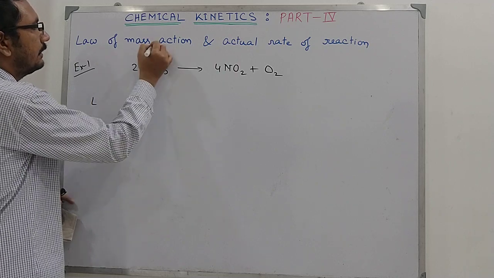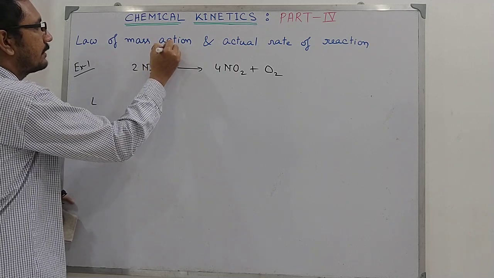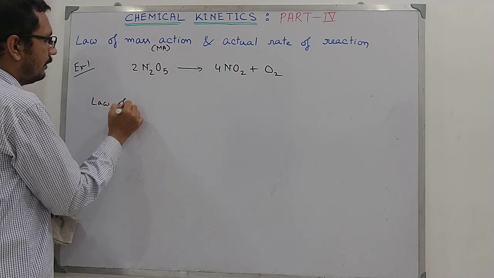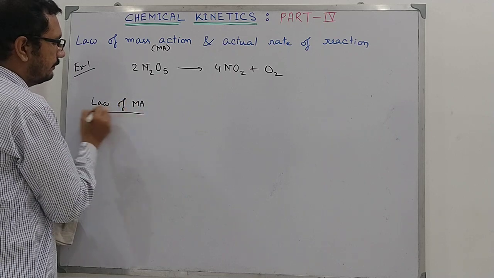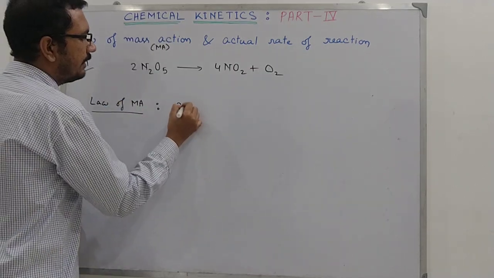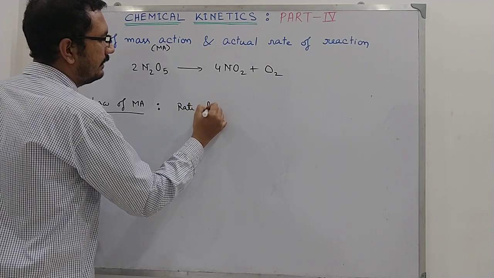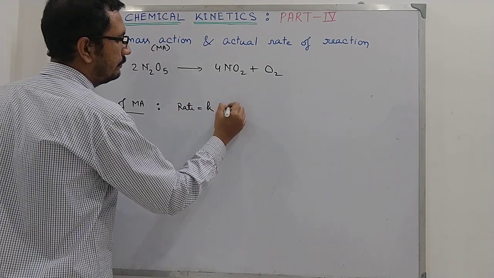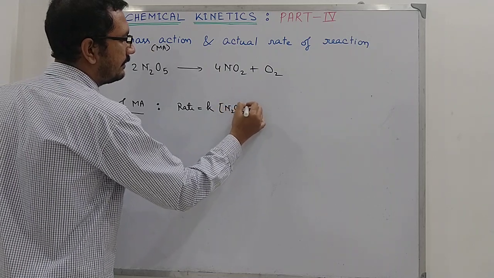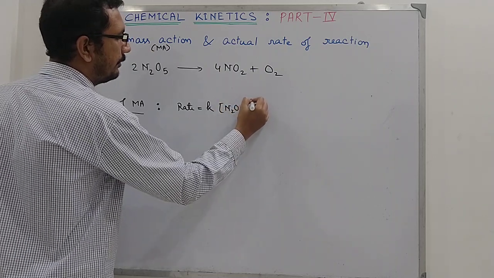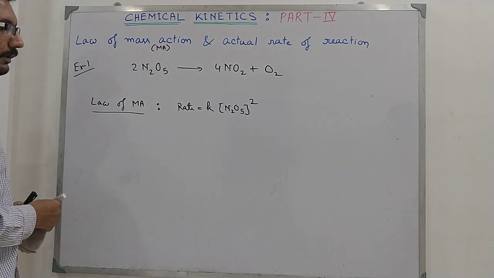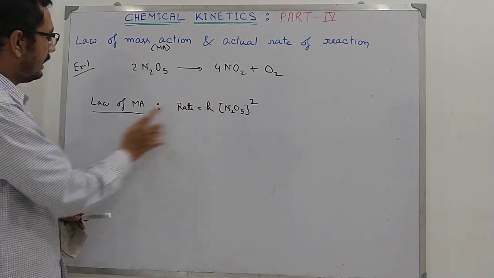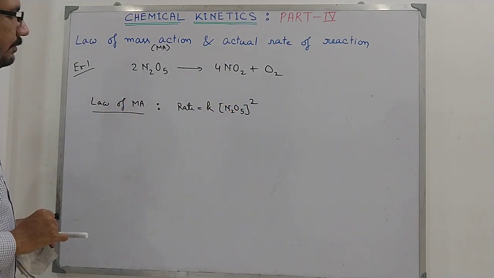So as per the law of mass action, the rate equation will be: rate equals rate constant into the concentration of the reactant N2O5 to the power 2. So this is the rate equation as per the suggestion of the law of mass action.